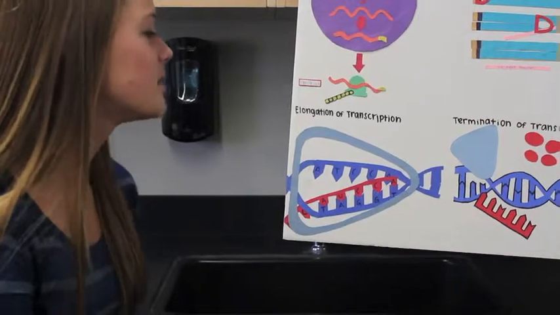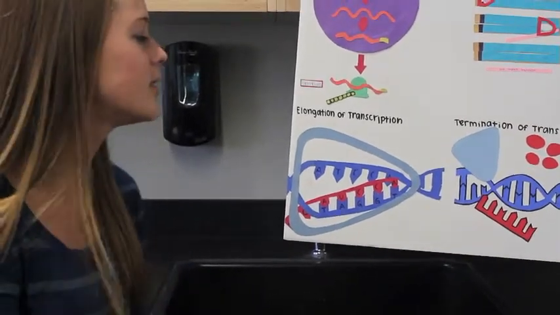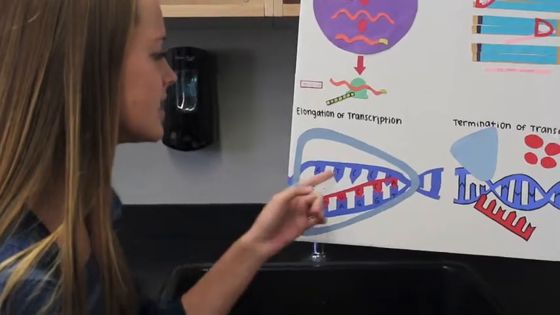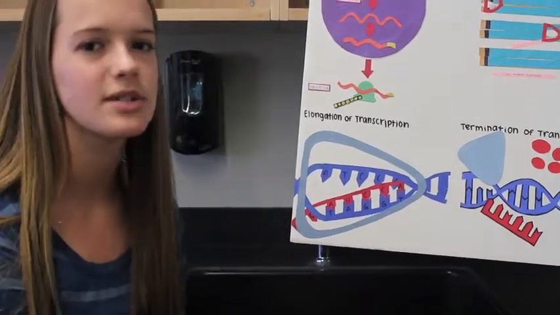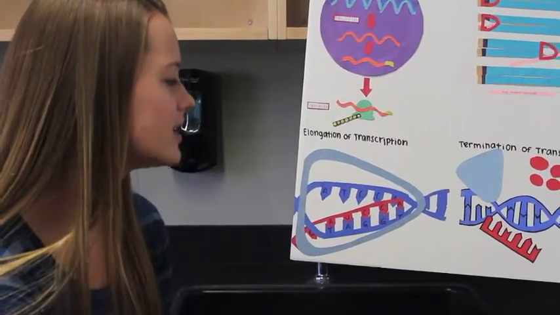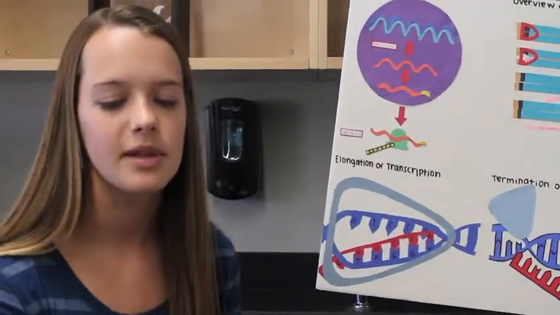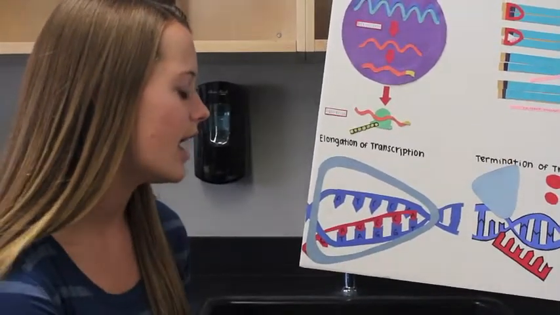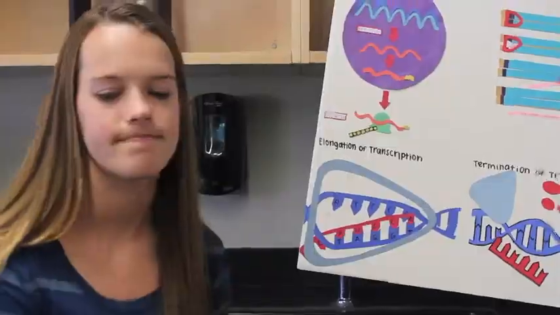Elongation of transcription begins with the RNA polymerase II as it moves along the DNA strand, and this untwists the double helix, and this exposes 10 to 20 base pairs pairing with RNA nucleotides. The RNA polymerase reads the sense DNA strand from the 5 to 3 direction, adding nucleotides as it goes.